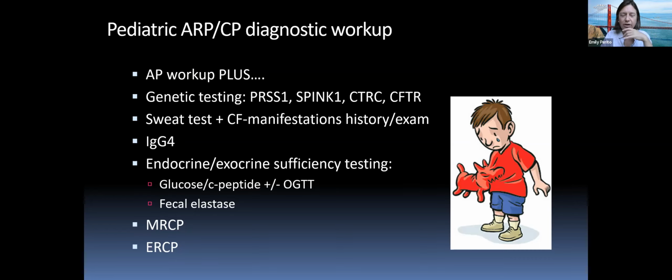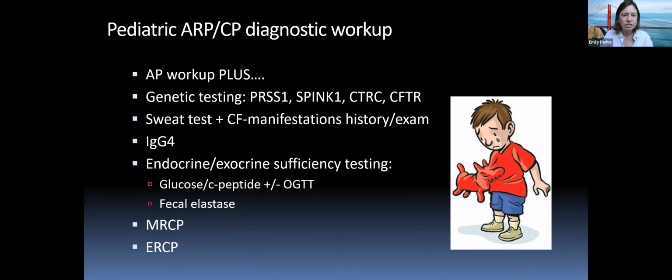This has gotten a little bit better over time, but we still see it every once in a while. We send IgG4 for autoimmune pancreatitis, although the type of autoimmune pancreatitis that we think we see more often in kids is often IgG4 negative. So it helps us if it's positive, which it rarely is, but it doesn't totally rule out an autoimmune pancreatitis picture for us.